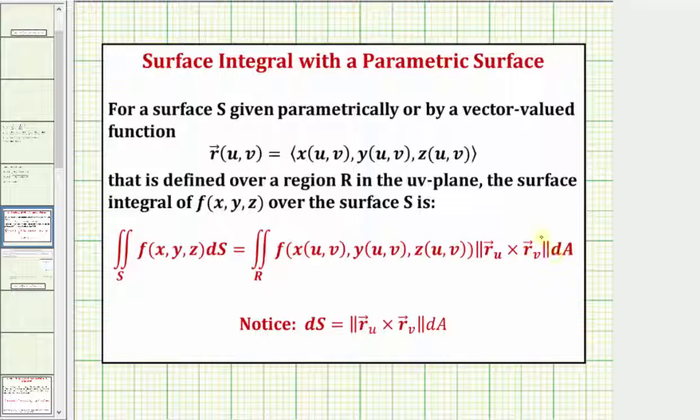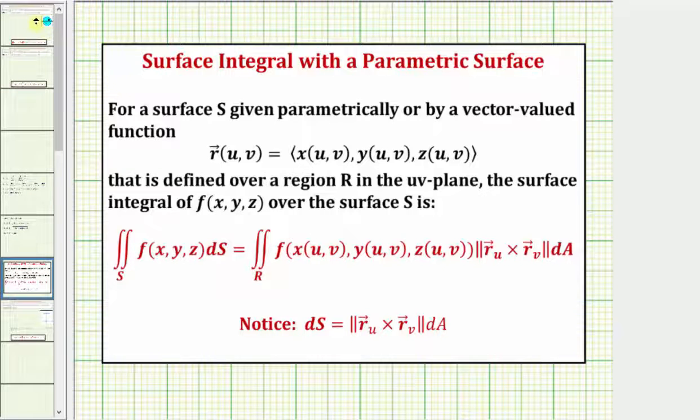So notice how to evaluate the surface integral. We write f of x comma y comma z as a function of u and v using r of u comma v, and differential S is equal to the magnitude of this cross product, differential A.